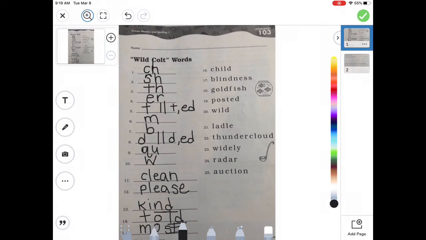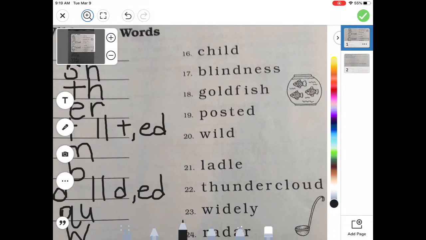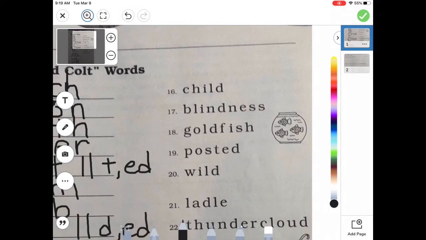All right, up here on number 16, we're going to try to code this word. I'm going to make it a little bit bigger for you. Okay, what do you have in this word? That's right, I've got that C-H. Now look, I've got an I in front of an L, so if I mark it as short, let's see what happens. Chilled. That doesn't sound right. So I'm going to try it with a long I now. Child, very good.